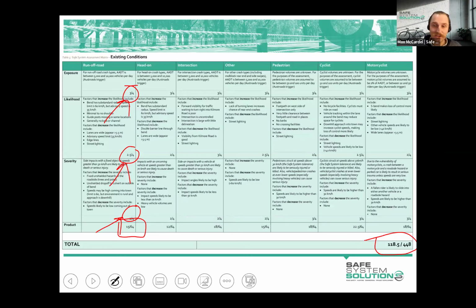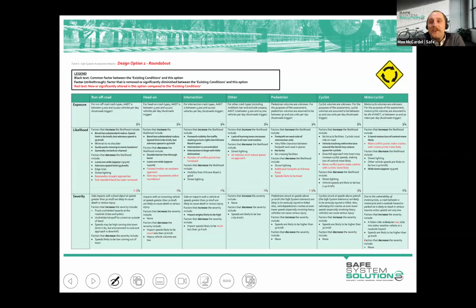So comparing the existing conditions to other proposed solutions. In other words, this is what sets the benchmark, your existing conditions. You then go on to complete additional Safe System Assessment matrices, your design options, which are referenced against this benchmark. So the way that you actually do it is you just copy and paste your existing conditions assessment. You copy and paste that matrix and then change your title to whatever it is that you're reviewing. So you're reviewing the roundabout, which is design option 2.